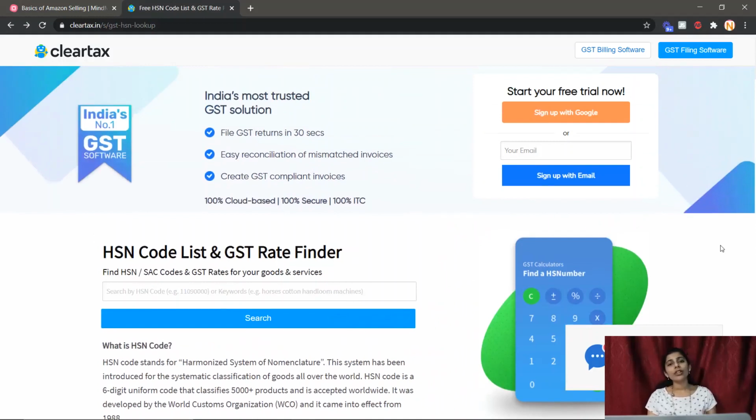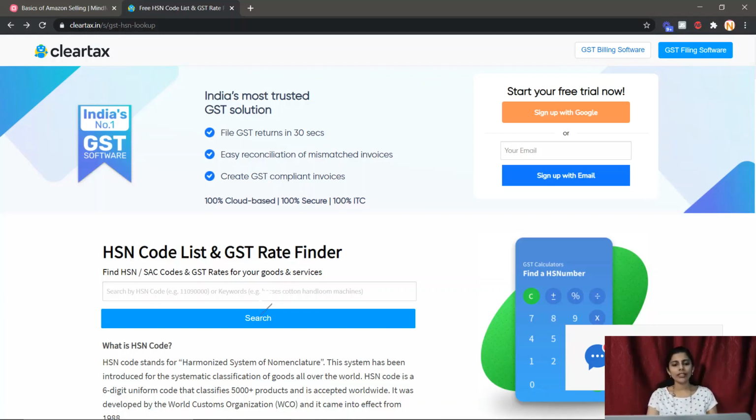But whenever you are procuring a product from a supplier, he will share an invoice with you. In the invoice, you will have the tax percentage and HSN code. So there is no need for you to go and hunt like this. But for backup purposes, please save this website. I have mentioned the link below this video also.